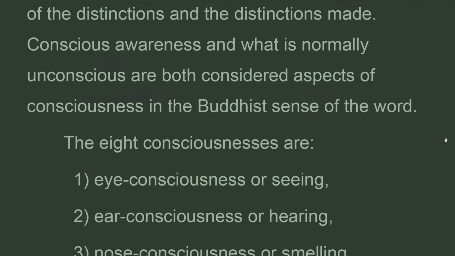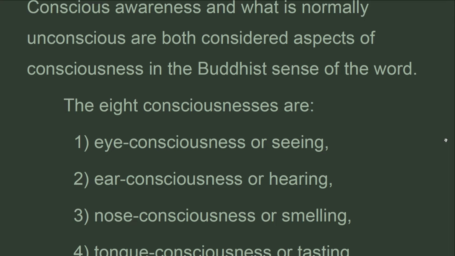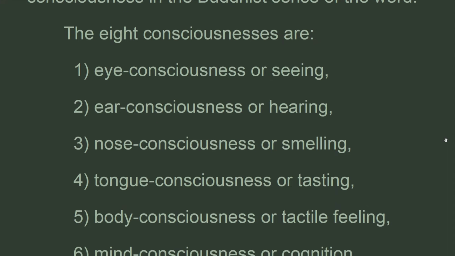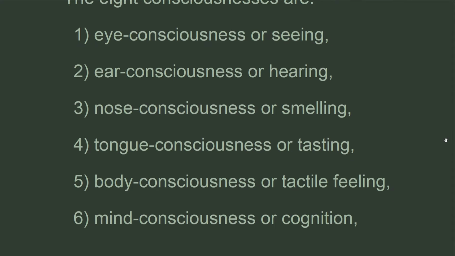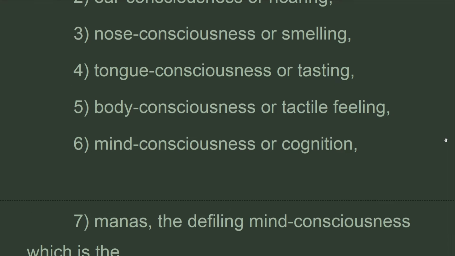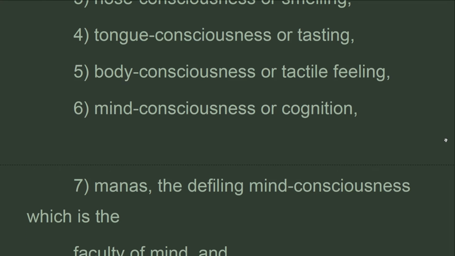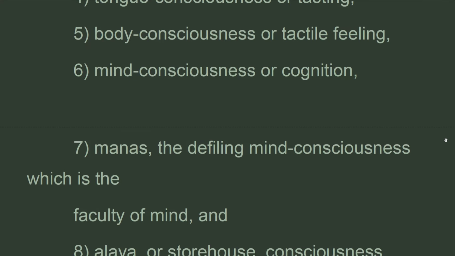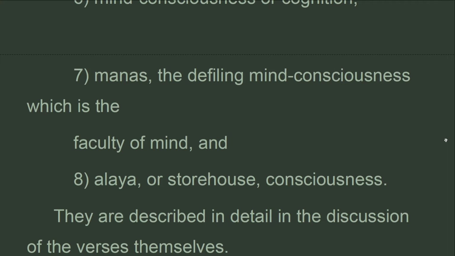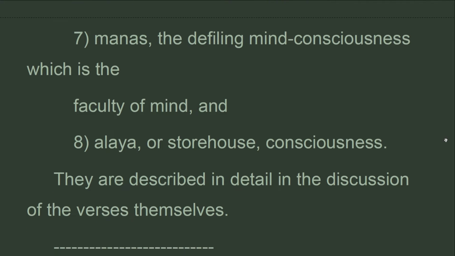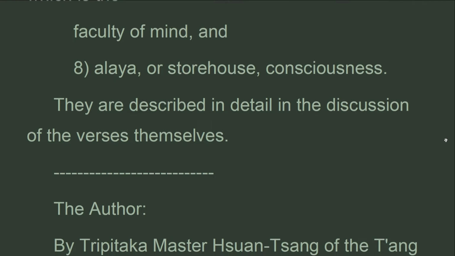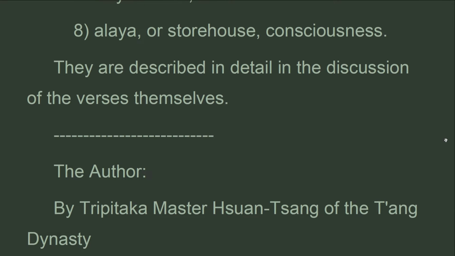The 8 consciousnesses are: 1. Eye consciousness or seeing. 2. Ear consciousness or hearing. 3. Nose consciousness or smelling. 4. Tongue consciousness or tasting. 5. Body consciousness or tactile feeling. 6. Mind consciousness or cognition. 7. Manas, the defiling mind consciousness which is the faculty of mind, and 8. Alaya, or storehouse, consciousness. They are described in detail in the discussion of the verses themselves.